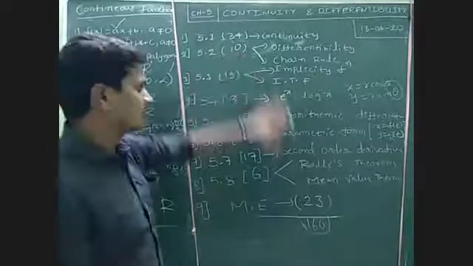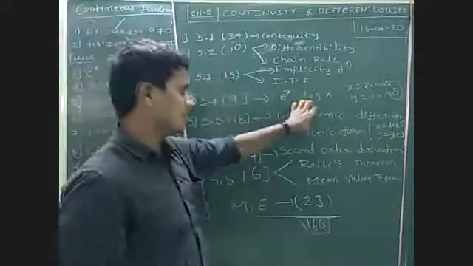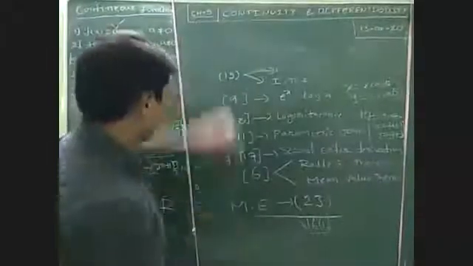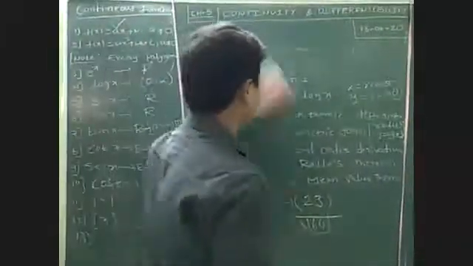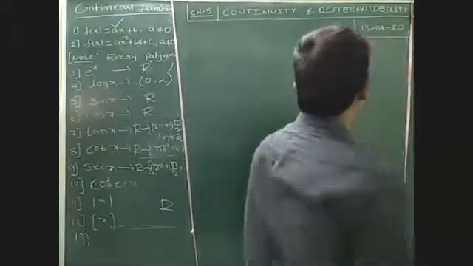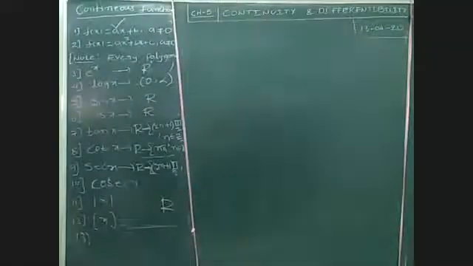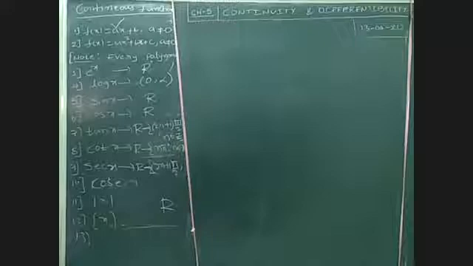I hope you got an idea about all these concepts. Now we'll start exercise 5.1. In total there are 34 questions. I can explain in a very easy way by looking at the question. We can say directly within 5 seconds whether it is continuous or not. That is very important. If you don't know that concept, you can't say whether it is continuous or not.